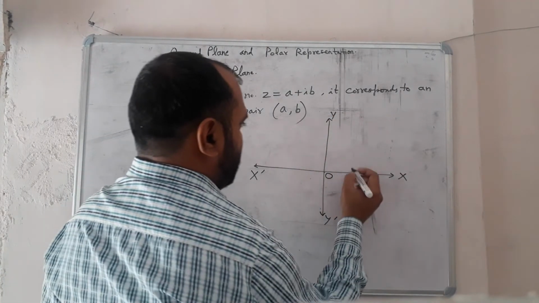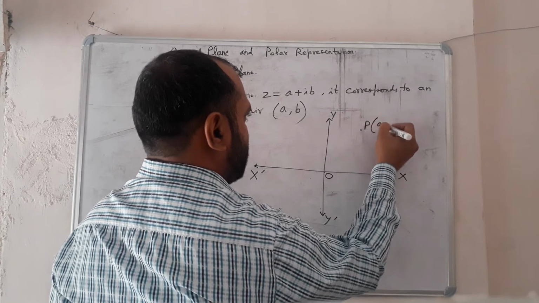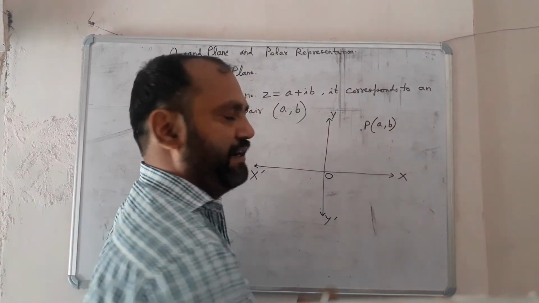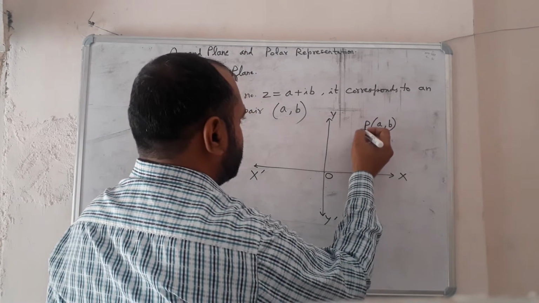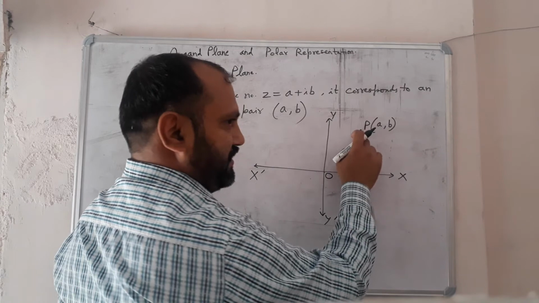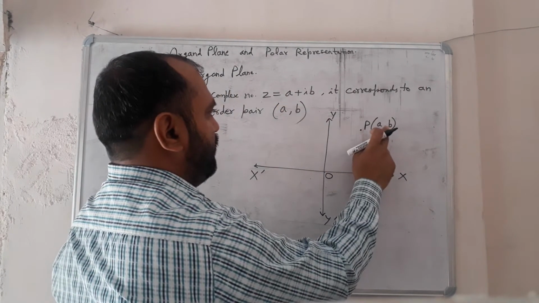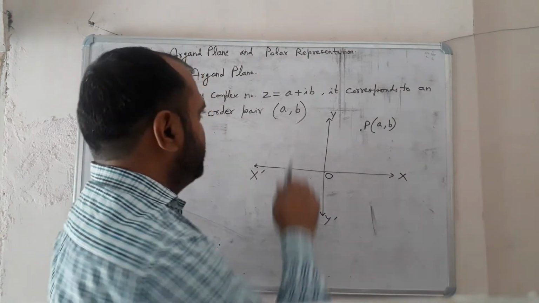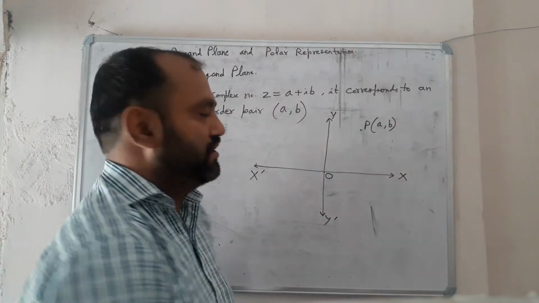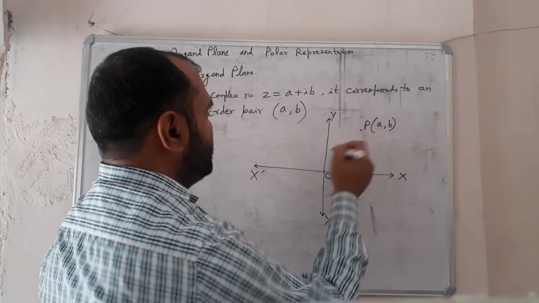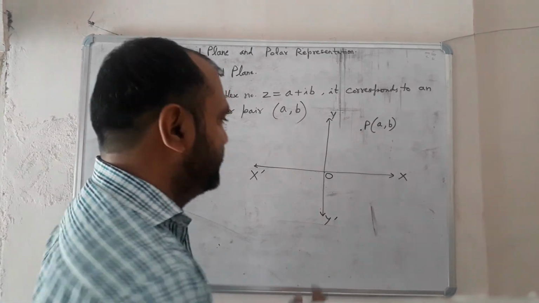So let this is the point P, this abscissa is a and ordinate is b. So you can see this a comma b, this complex number corresponds to an ordered pair. So this representation is in Argand plane, right?